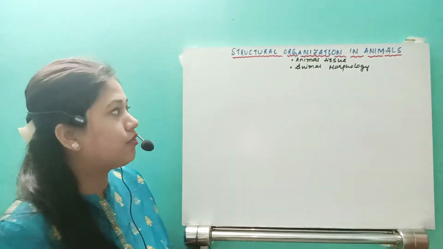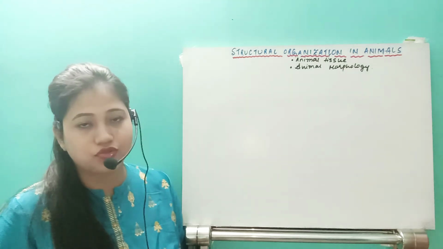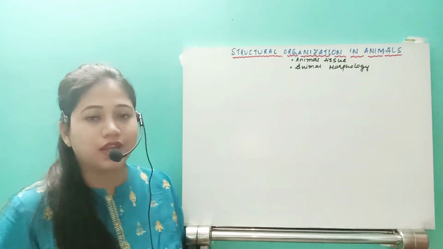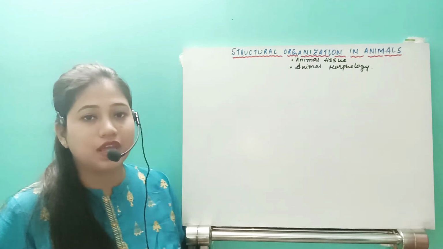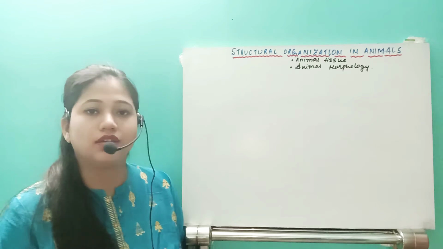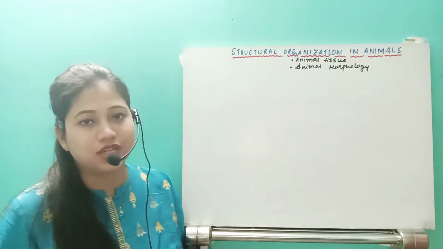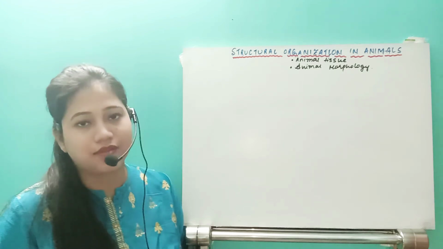Next part, where we have to study the animal morphology, we have three organisms to study. The earthworm, which belongs to the phylum Annelida. Second organism we have to study is cockroach, which is coming under the phylum Arthropoda. And the third organism we have to study here is the frog, which is coming under the class Amphibia.